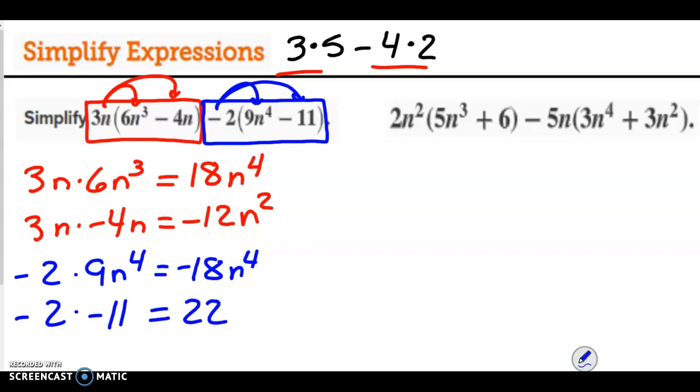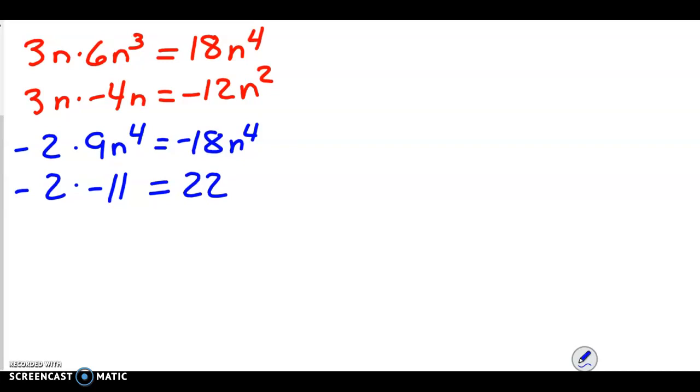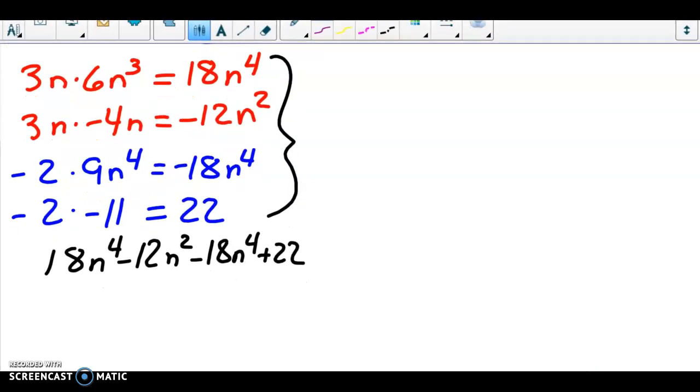Okay, so now we did all the distributing, all the multiplying is gone. Now you're going to go ahead and combine these like terms. You don't have to write these into an expression. You can combine them just as they are right now as separate terms. Or you can go ahead and rewrite it from left to right. So 18n to the 4th was the first multiplication. Negative 12n squared was the second one. Negative 18n to the 4th. And then plus 22. You can rewrite it as that and then combine them as they sit. Or you can combine them just out of this set of terms like we had there. Okay? Really, that's up to you.